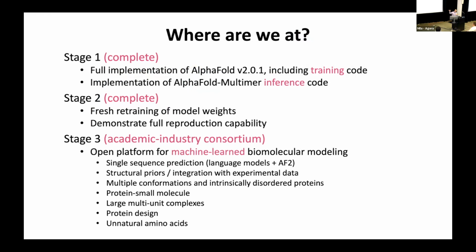I list some of these below: things like integrating structural priors from experiments, predicting multiple conformations, or predicting complexes involving small molecules. These are problems of interest to the biopharma industry. Essentially, we have a scheme in place where we are doing science in the open, everything is published as open source, but it is responsive to the needs that are put out there, in exchange for supporting this consortium. So we think that's an interesting model.